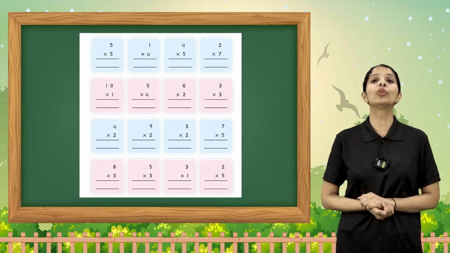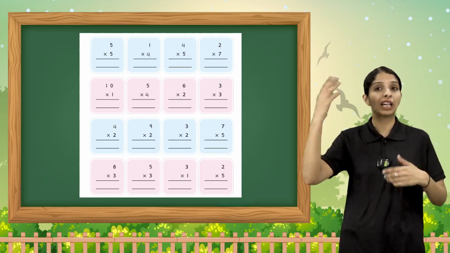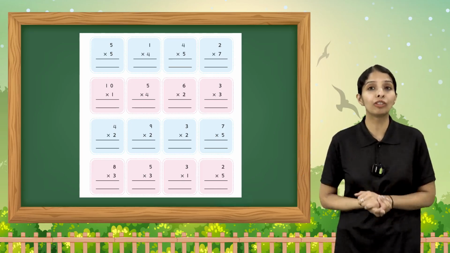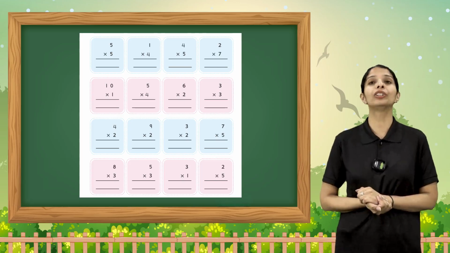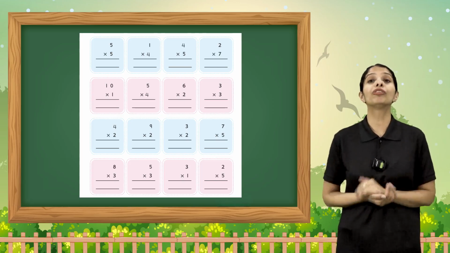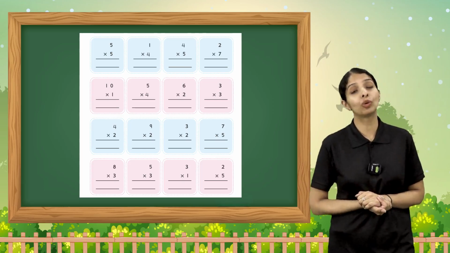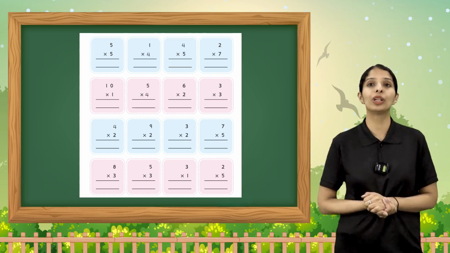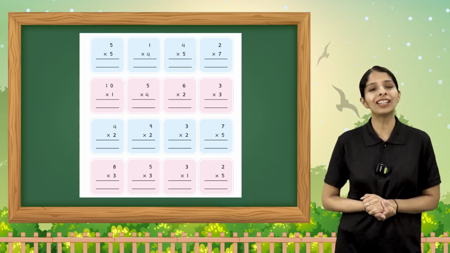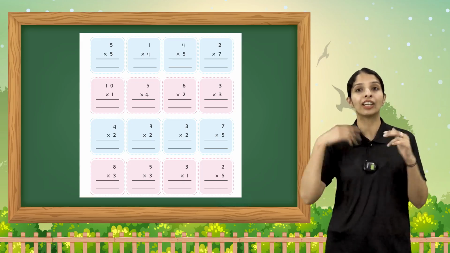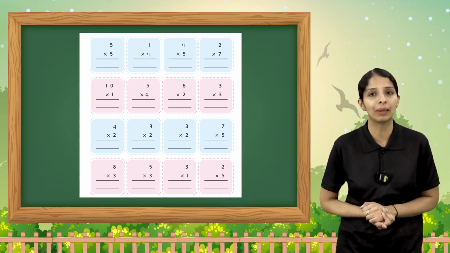Next is 2 into 7. Now for 2, you have to recall the table of 2. 2 into 1 is 2. 2 into 2 is 4. 2 into 3 is 6. 2 into 4 equals to 8. 2 into 5 equals to 10. 2 into 6 equals to 12. 2 into 7 equals to 14. So you will write 14 by recalling the multiplication tables.